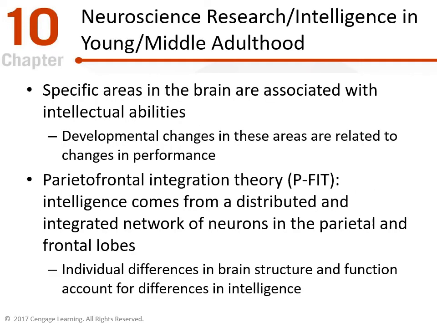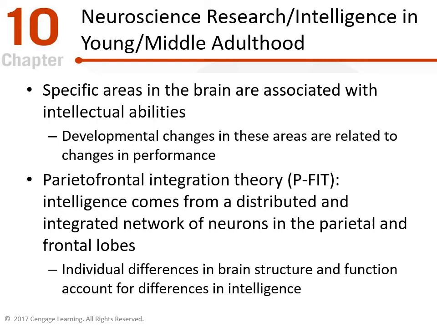So what does the neuroscience research on intelligence in young adulthood and middle adulthood say about it? What they found is that specific areas in the brain are associated with intellectual abilities, and that developmental changes in these areas are related to changes in performance. Makes sense. Our brain is wired to control specific areas, and as we develop, changes in these areas are related to changes in performance. So as we age, if they decrease, we're going to have decreased performance.